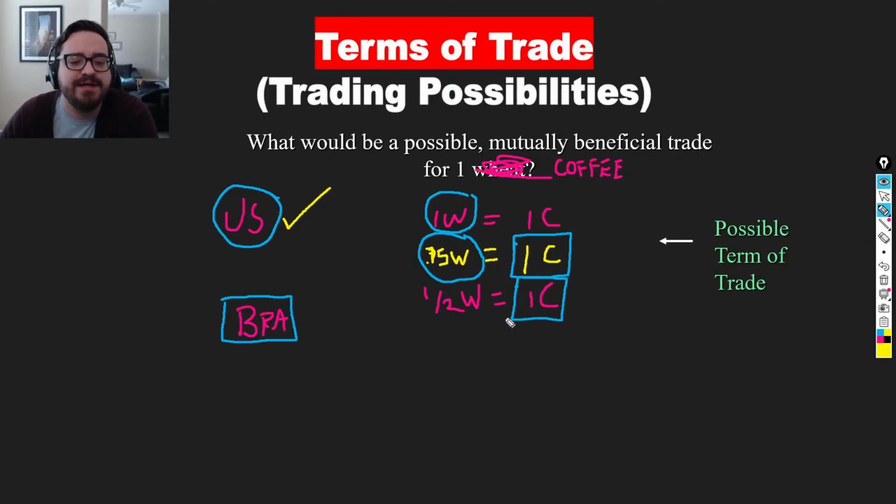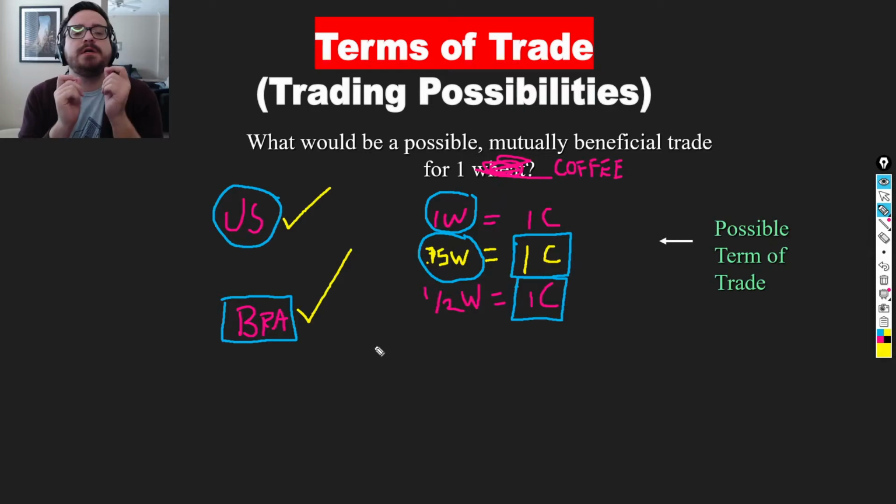Brazil is giving up coffee for wheat. They used to give up 1 coffee for 1/2 wheat. Now they're giving up 1 coffee for 0.75 wheat. They are gaining more than before. They are also benefiting. The idea for a terms of trade problem is that you have to understand the logic: one side will be gaining more than before and one side will be giving up less than before, sorry. Gaining more, giving up less. That's how it's mutually beneficial.